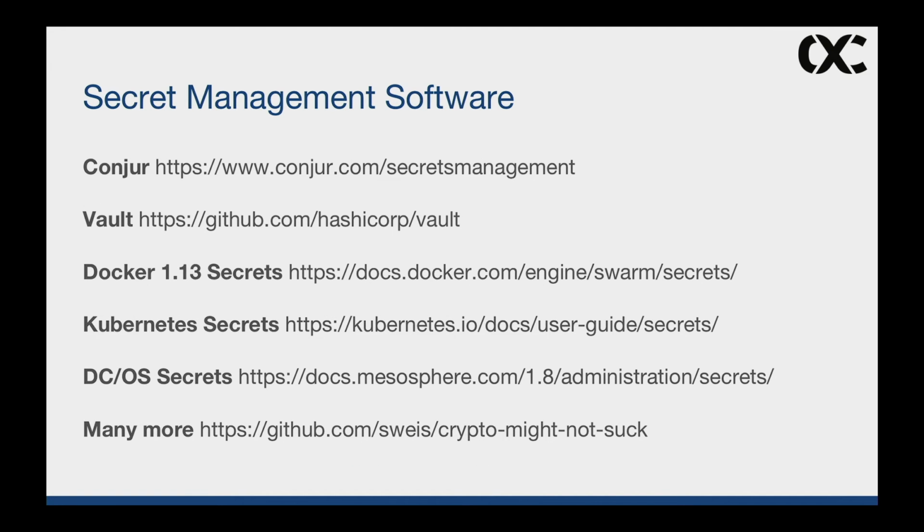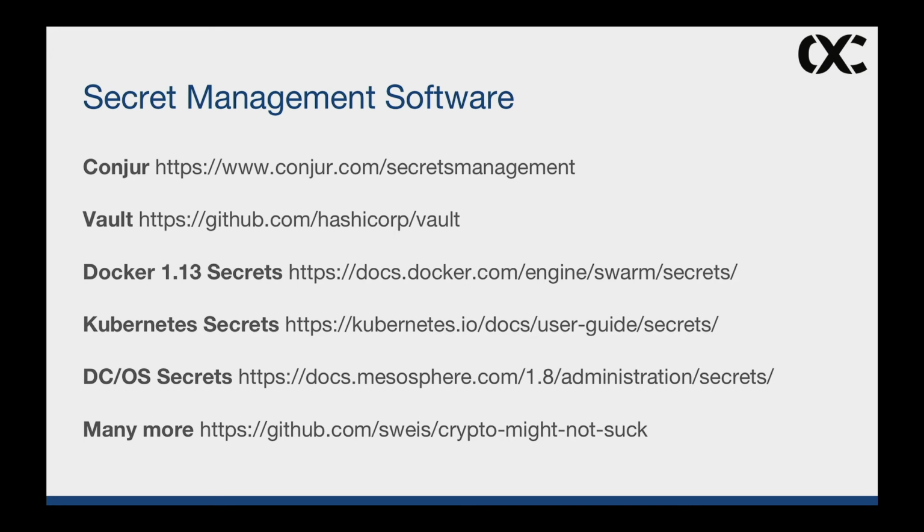So what secrets management software is currently available? I found them interesting. There are two solutions which are problem context agnostic. They are called Conjur and HashiCorp Vault. You can store your secrets there. They work as a REST API. They store all your secrets encrypted, and they satisfy all the features you saw before.